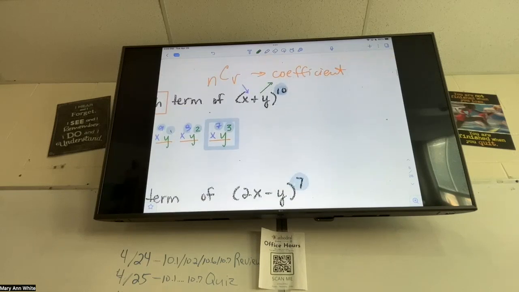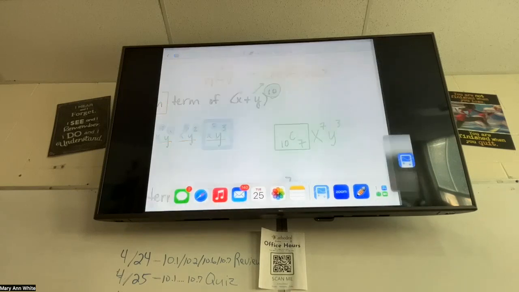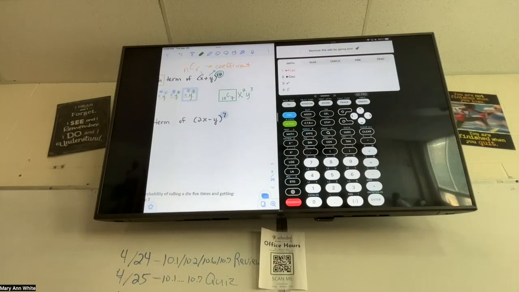These are my variables. So we've got x to the 7th, y to the 3rd, and my coefficient is going to come from this combination. The first number is going to be the exponent of everything. So it's going to be 10C. And then I don't care if you choose the exponent that goes with x or the exponent that goes with y. Either one should give you the same thing. I just tend to use x because it's first. So I'm going to do 10C7. Whatever that number is going to be my coefficient for all of this.